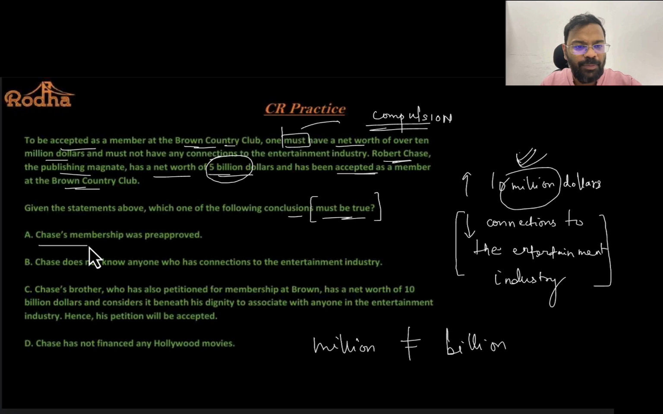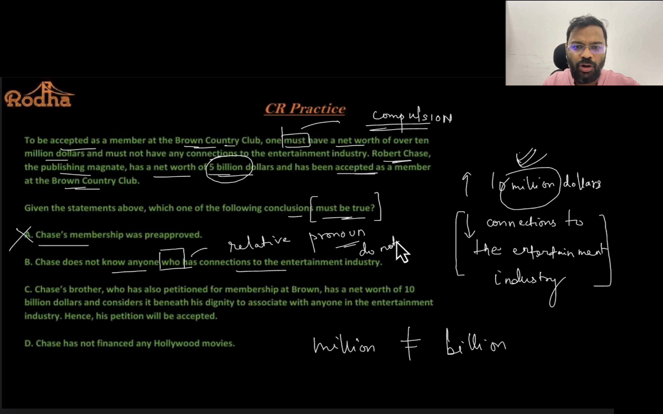Let's see. Chase's membership was pre-approved. It doesn't matter. Chase does not know anyone who has connections to the entertainment industry, and I picked this option as the first thing. But this is actually a relative pronoun, right? And relative pronouns, classical grammar here, do not jump verbs. So what they do is, most likely, remember the word most likely, refer to the noun it is attached to. So this who is actually referring to anyone has connection to the entertainment industry.